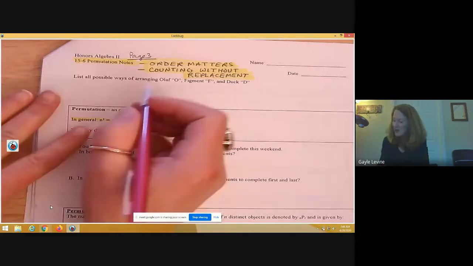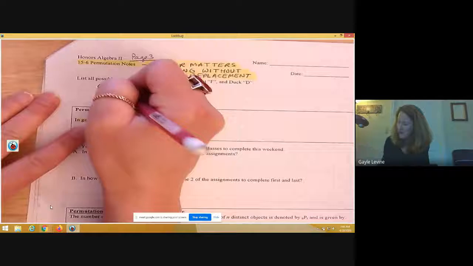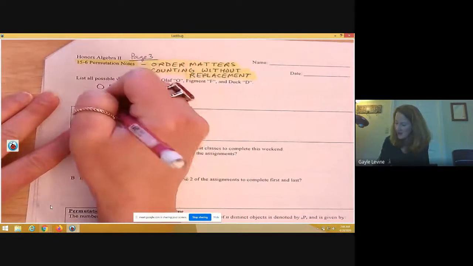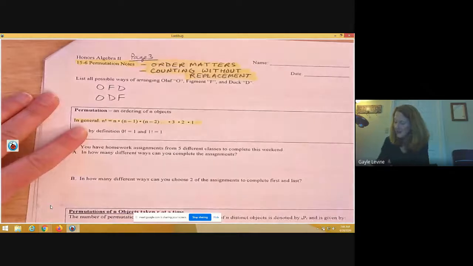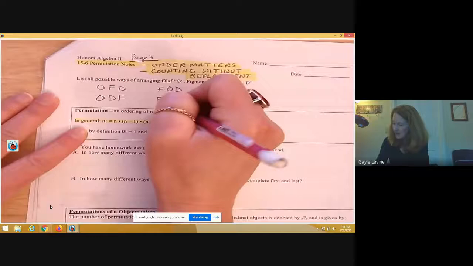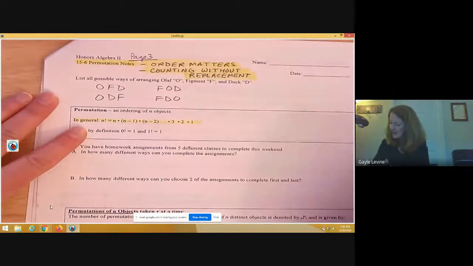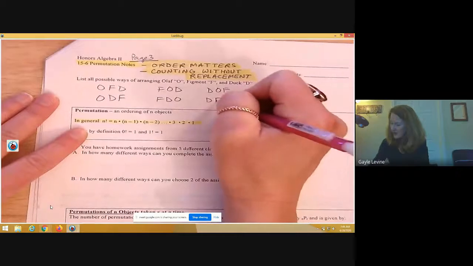All right, so back to Olaf, Figment, and duck. I'm going to have Olaf for O, Figment, and then duck. I can have Olaf, duck, and Figment. I can have Figment, Olaf, duck. I can have Figment, duck, and Olaf. And then finally, I could have duck, Olaf, Figment, and duck, Figment, Olaf.